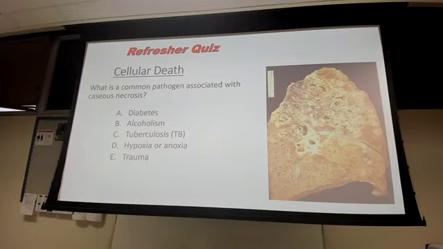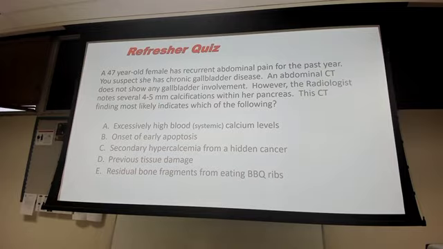All right. So, what is the common pathogen associated with caseous necrosis? Yeah. So we talked about how this is typically associated with TB. You can see it in fungi as well, but most of the time you're going to see this with TB. All right, I'll let you guys read that one.